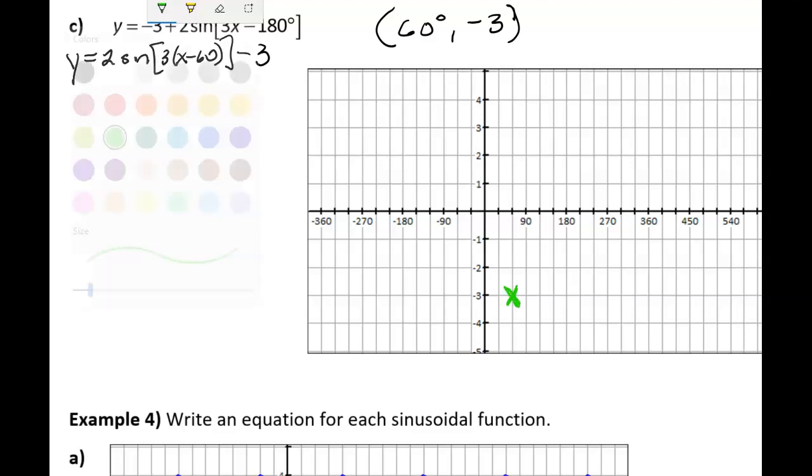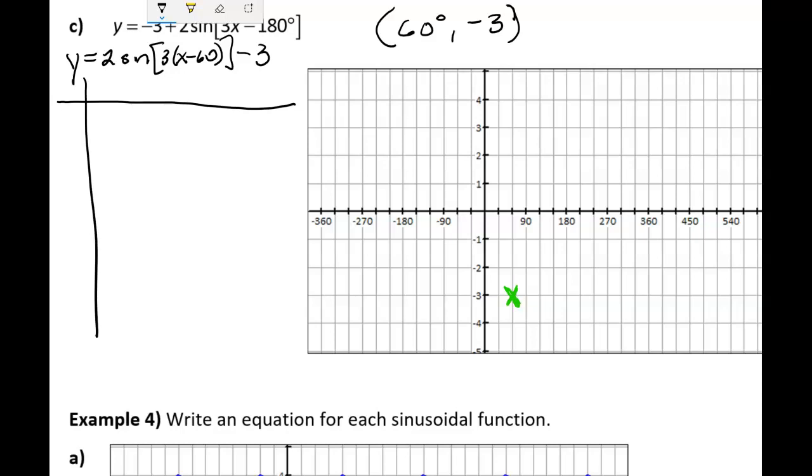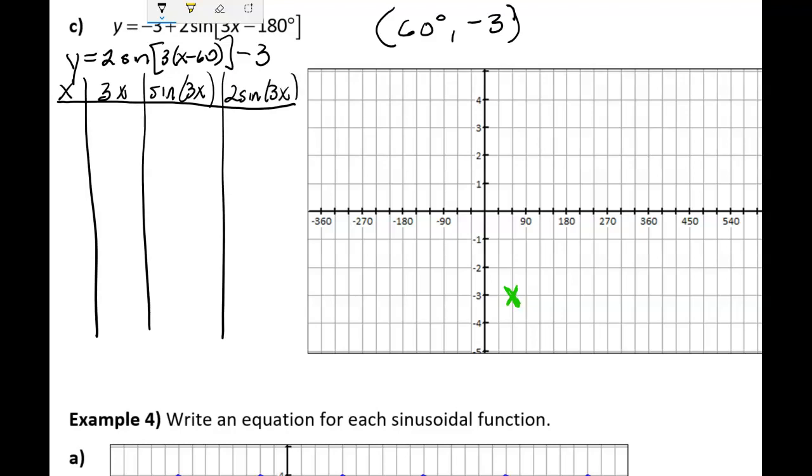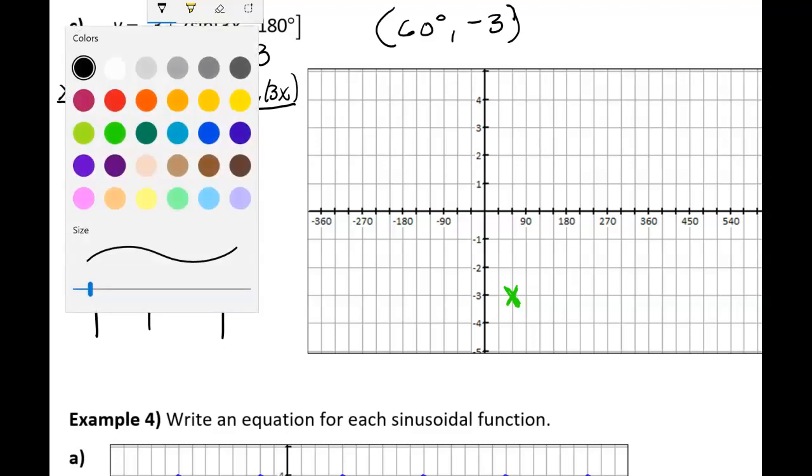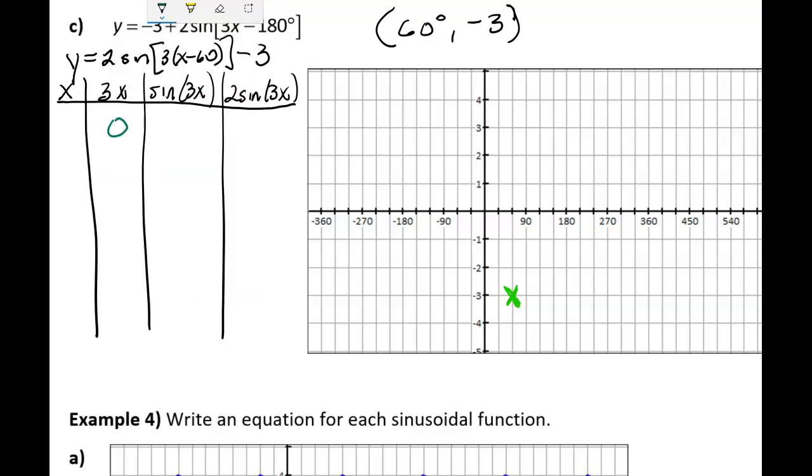There's our new origin. Then we're going to make a table of values, and we're going to pretend that those shifts are not in the equation. So we've got x, we've got 3x, we've got sine of 3x, and finally 2 times the sine of 3x. Quadrantal values are the values that we're going to take the sine of, so that would be 0, 90, 180, 270, 360. And then we take the sine of those: 0, 1, 0, -1, 0. 2 times those for the final column.